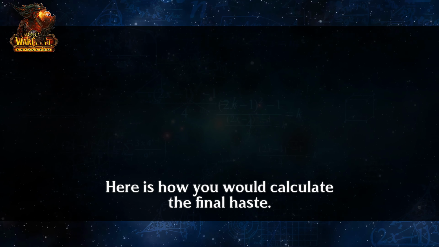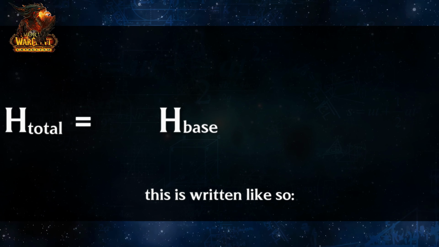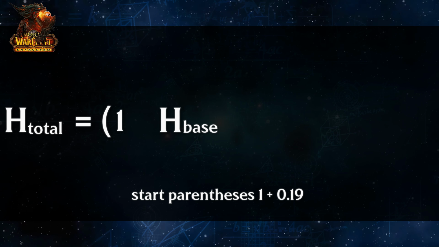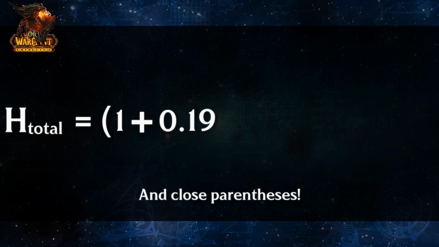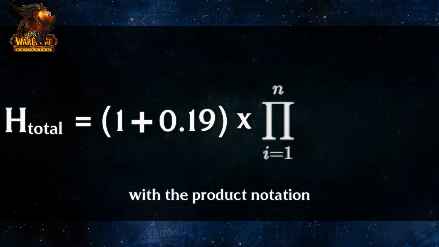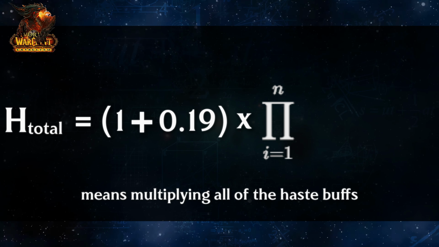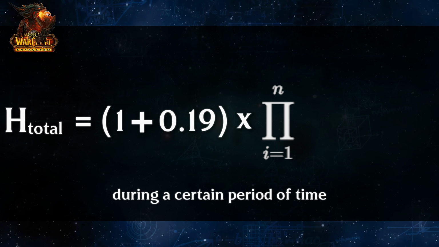Here's how you'd calculate the final haste. Start by adding 1 to the base haste. This is written like so: start parentheses 1 plus 0.19 close parentheses. Then multiply your base haste by the product notation, which in layman's terms means multiplying all of the haste buffs that you'll be receiving during a certain period of time.